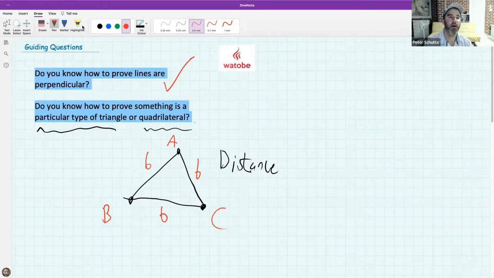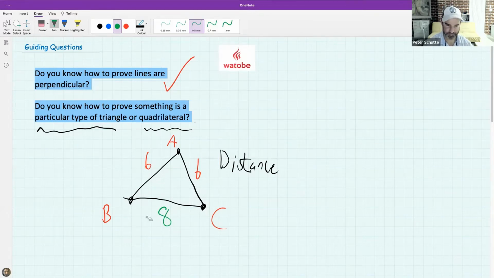Ooh, this class is on fire today. But if the triangle was like that, and I'm just making up numbers now, and I used the distance formula and I found that, what type of triangle would that be? Okay, isosceles, perfect. So you can see how the distance formula is helpful.